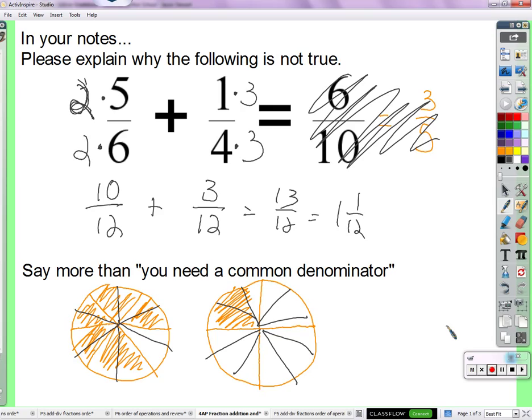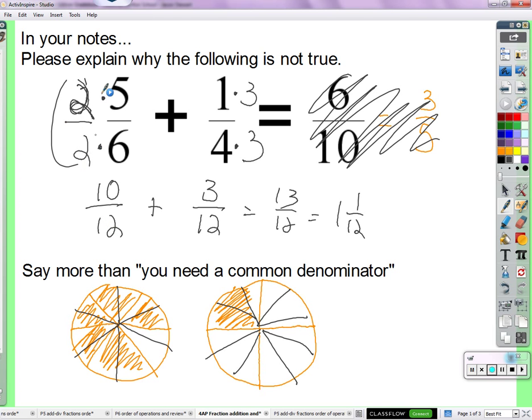To make them the same size, if we're looking at the picture, we cut them into more pieces. Or when you look at the numbers, you're multiplying the denominator by 2 to get this denominator to be 12, and multiplying this one by 3 to get this denominator to be 12. But if I just multiply this by 2, then I'm saying I have 5 twelfths. I don't have 5 twelfths, I have 5 sixths, which is the same as having 10 twelfths.